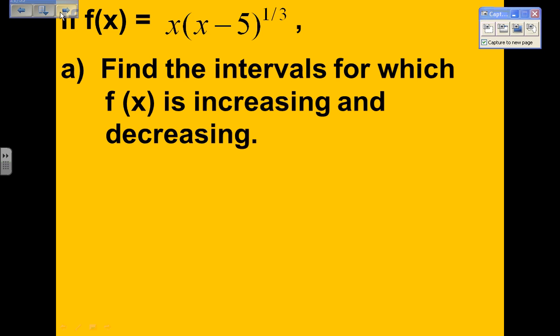Here we go. Let's try this one with the chain rule. f of x equals x times the cube root of x minus 5. Find the intervals for which it's increasing and decreasing. Probably have to make a sketch because this is part A. The graph, and label it with your local mins, local maxes. But first of all, you have to have the intervals for increasing and decreasing. Did you take the derivative yet? No, you should be past it. How many x's are there in this one? 2. That means product rule, correct? Yes. Woo woo, product rule.